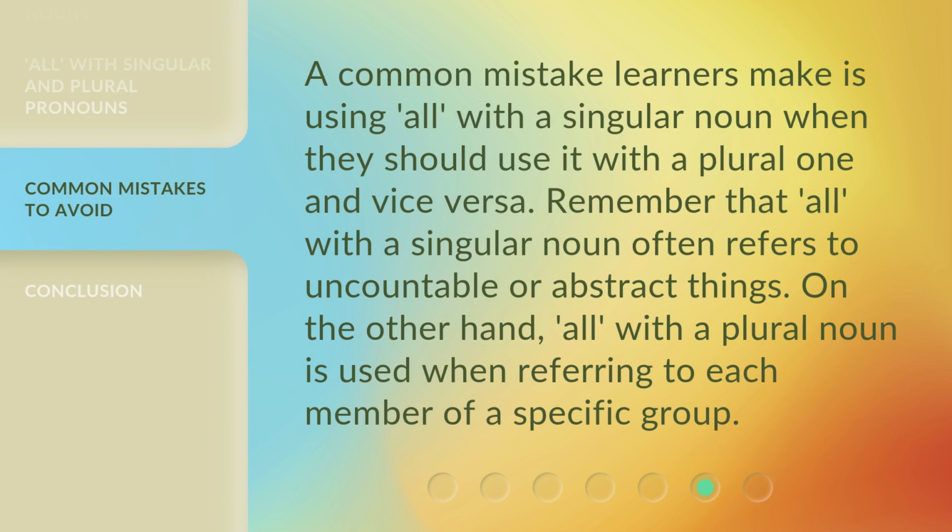A common mistake learners make is using "all" with a singular noun when they should use it with a plural one, and vice versa. Remember that "all" with a singular noun often refers to uncountable or abstract things. On the other hand, "all" with a plural noun is used when referring to each member of a specific group.